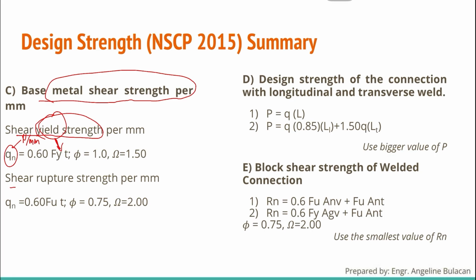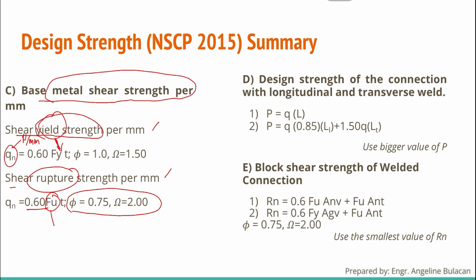Then, for shear, there are two that we base our computation on. We check two: the shear yield strength and the shear rupture. For rupture, when it is rupture, we always use the ultimate stress Fu. So, the formula there is 0.60 Fu times t. Then, these are the safety factor and reduction factor.